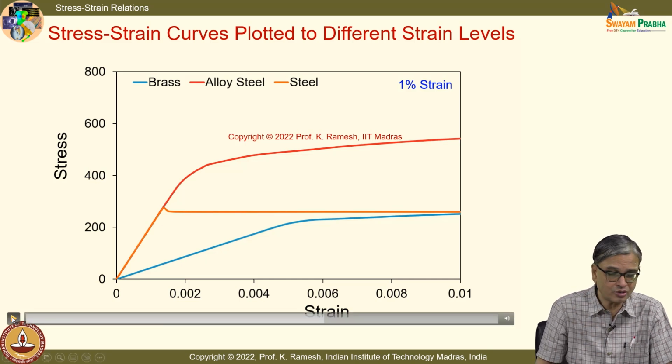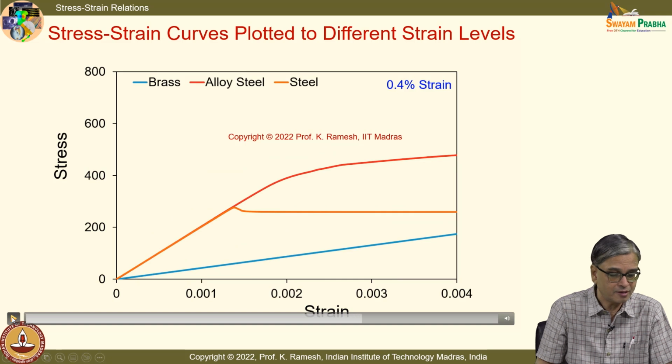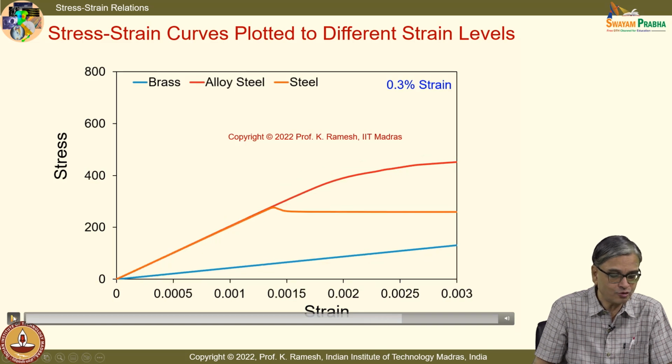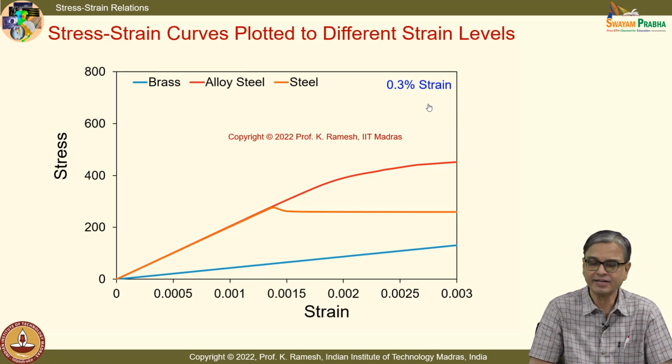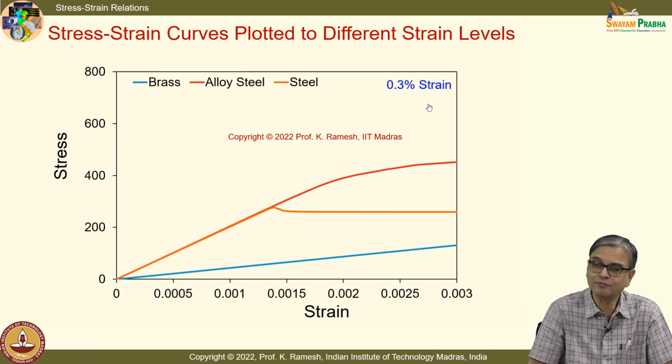And we have also drawn it for 0.4% strain. So you can understand it's just a linear graph. It's becoming very, very prominent. And particularly for a brass, you see for the entire range it is still linear. And I think you should also have a graph for 0.3% strain. Because you have an appreciation what is happening.